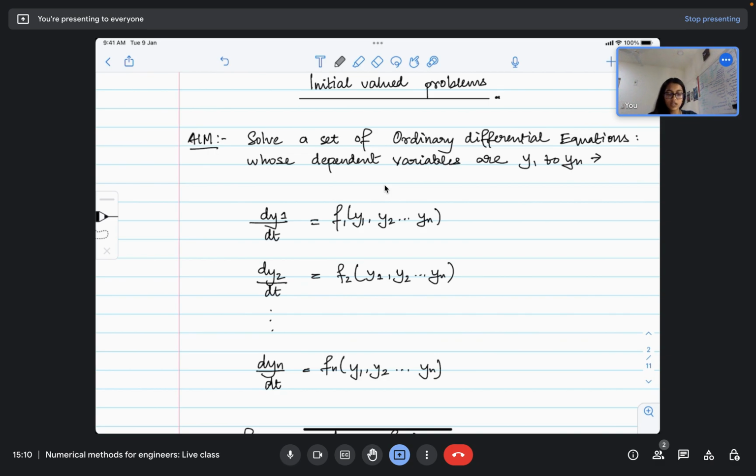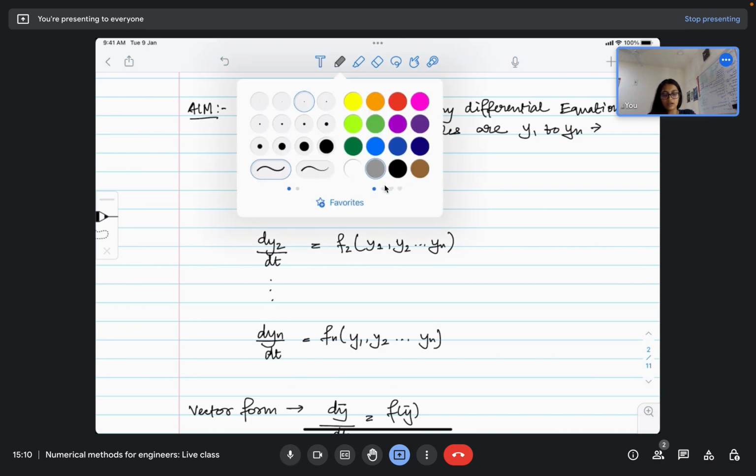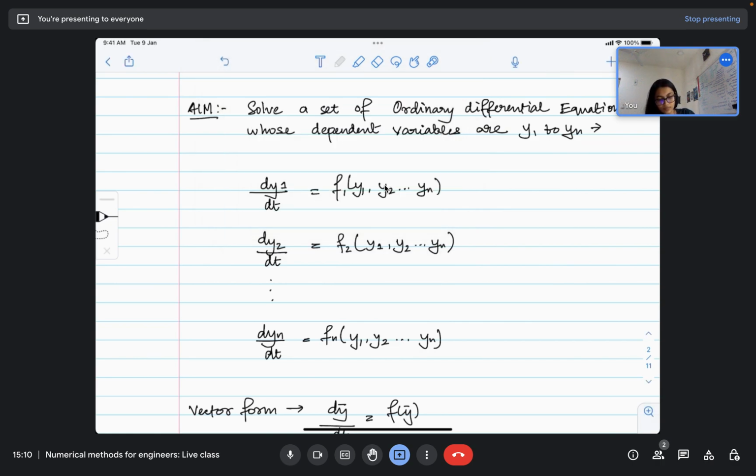whose dependent variables are, suppose, y. And here I've considered a set of differential equations, and then we will see what happens when there is just one and when you have a few of them together. Okay, so suppose the set of differential equations that we have are in this format.